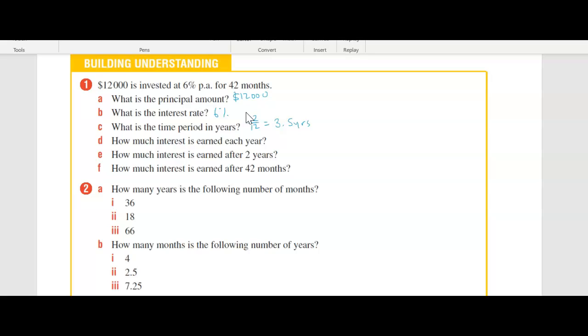How much interest is earned each year? So 6%. Oh, how much interest? Okay. Not the interest rate. So we've got to work that out. I'll do that over here with our little calculator, with our formula. So your interest, we've got 12,000 times your interest rate, which is 6, times your time. Remember your time has to be in years.